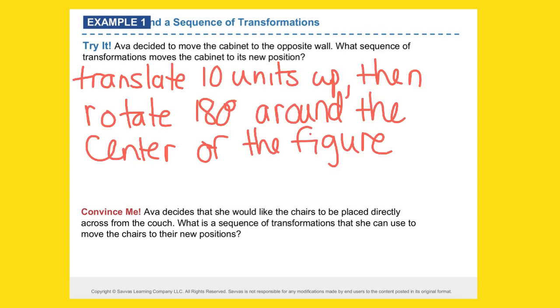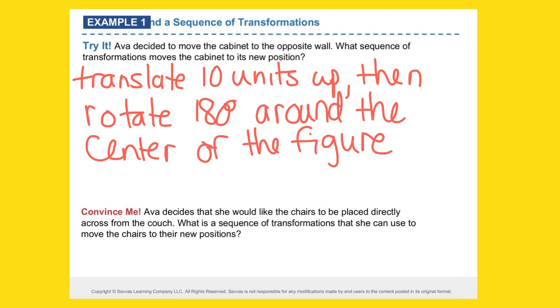Here's one solution. I said let's translate 10 units up and then rotate 180 degrees around the center of the figure. Now, I didn't tell you what direction I was going to rotate, but that's implied when I have a positive degree that is counterclockwise. But regardless, 180 degrees will get you in the same place no matter whether it's clockwise or counterclockwise.